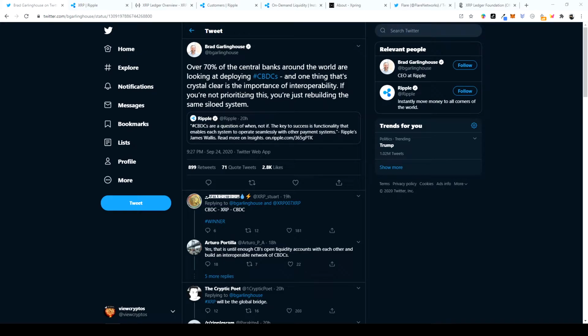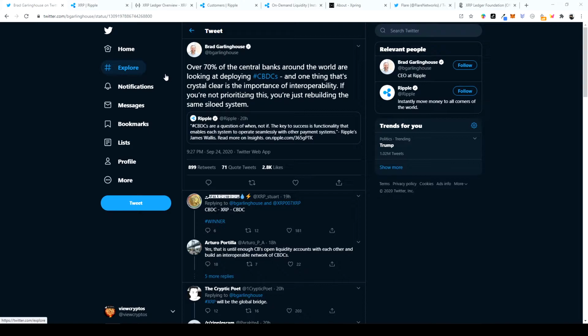Today I'm going to talk about Ripple and XRP. I want to start with a tweet from Brad Garlinghouse. Over 70% of the central banks around the world are looking at deploying CBDCs. And one thing that's crystal clear is the importance of interoperability. If you are not prioritizing this, you're just rebuilding the same siloed system.